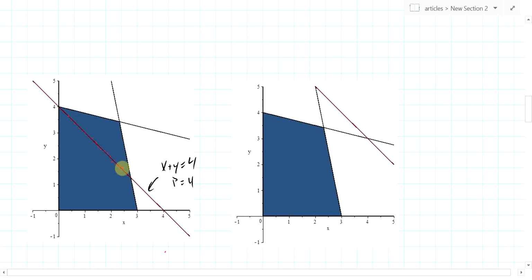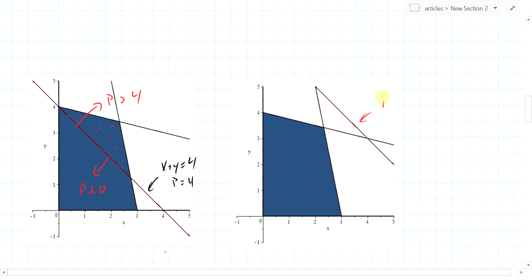But one thing we know about lines is that one side of a line is a greater than side and one side is a less than side. This direction, profit is greater than 4. This direction, profit is less than 4, right? 0, 0, for example, is on the less than side. So there are lots of places here where I can make a profit bigger than 4.